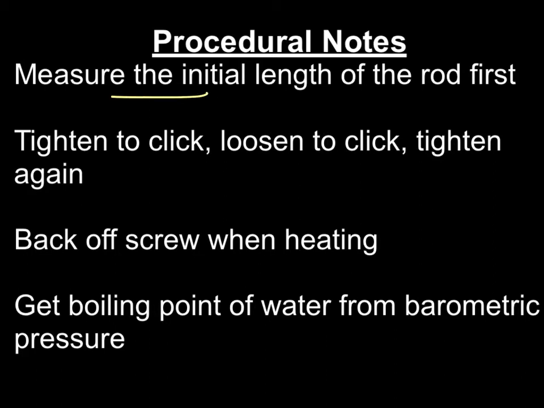Measure the initial length of the rod first. Do not measure the rod when it is hot, because it's hot. Self-explanatory. When you are tightening it, tighten to a click, loosen to a click, then tighten again. Just go back and forth until you're pretty sure you've got it. When you heat it, back the screw off about your expansion, about 4 to 5 millimeters.